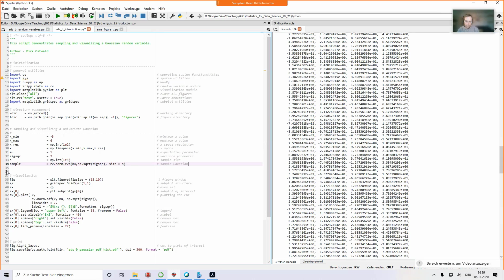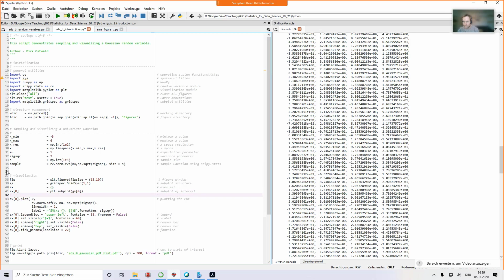Now we want to sample Gaussian using scipy.stats, and now we want to plot the histogram of the sample, or let's say we want to first plot the histogram and then plot the PDF on top of it.